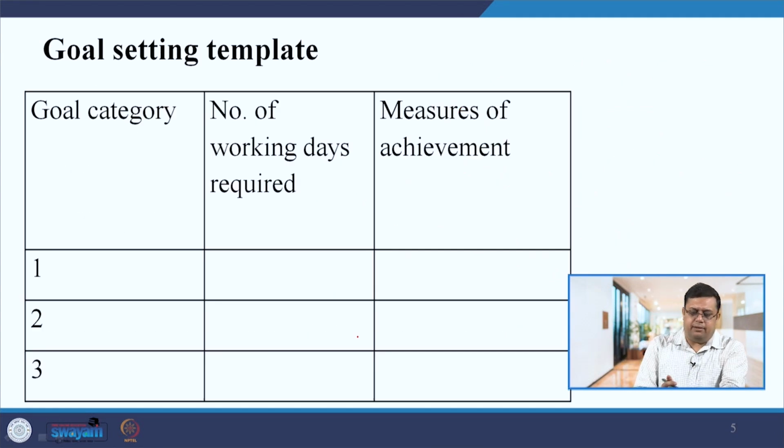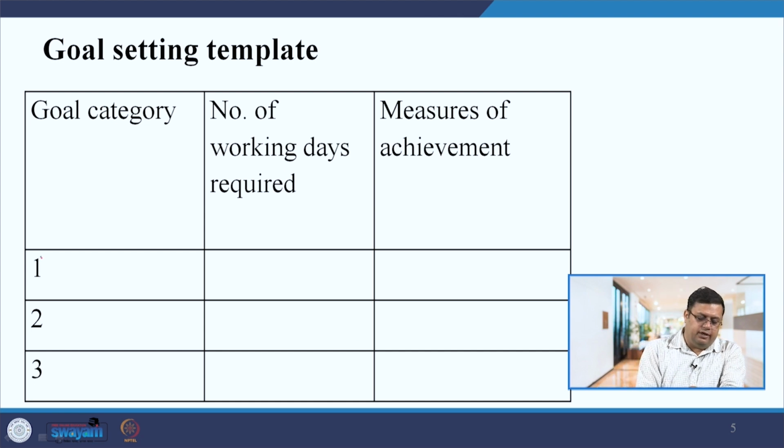Here is the goal setting template. Good organizations all have this template. On one side you can see the list of goals and categories. Each employee is supposed to achieve certain goals in the organization. After the performance review process, you need to set the goals for all employees for the next year: goal number 1, goal number 2, goal number 3, right?